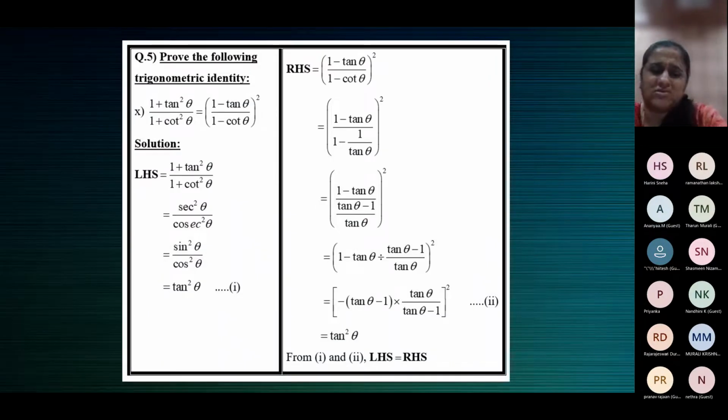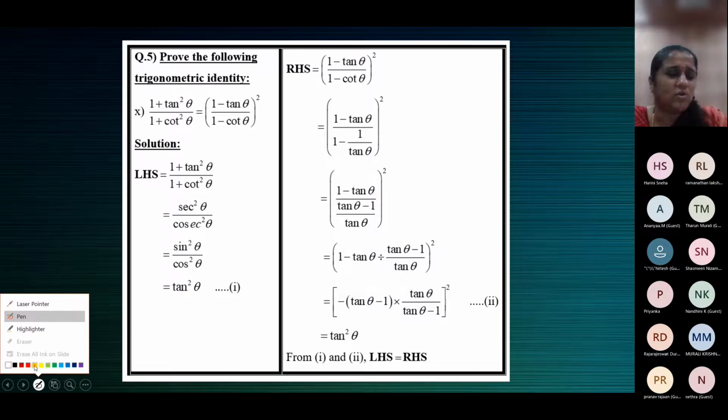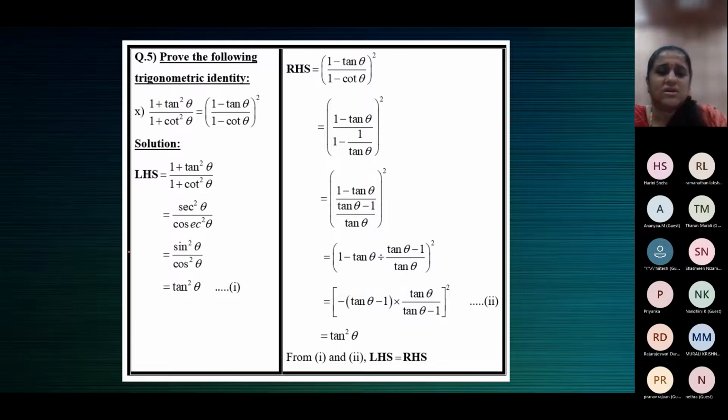Here I've taken the minus out, children. That's the only difference. What I've done is written 1 minus tan theta as minus of tan theta minus 1. Everything else is the same. So tan theta minus 1 and tan theta minus 1 get cancelled. We have a minus and tan theta, so minus tan theta, the whole square. Minus into minus is plus, and tan theta the whole square is tan square theta.